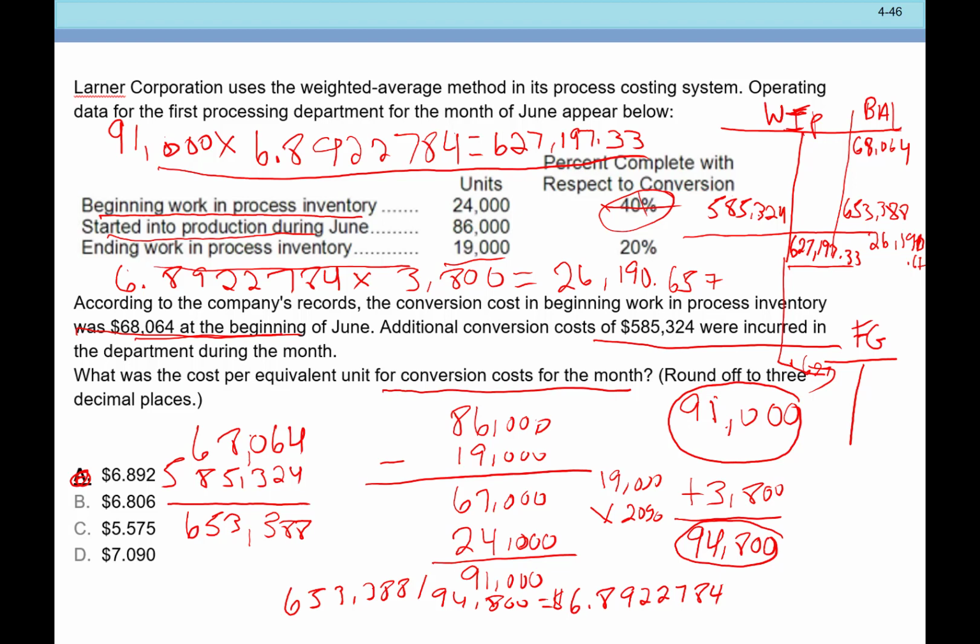All right, so we look at this problem, and they give us some information. We say, according to the company's records, the conversion cost in the beginning inventory in work in process was $68,064 at the beginning of June. We had additional conversion cost of $585,324 incurred in the department during the month, and what was the cost per equivalent unit this problem wanted to know.